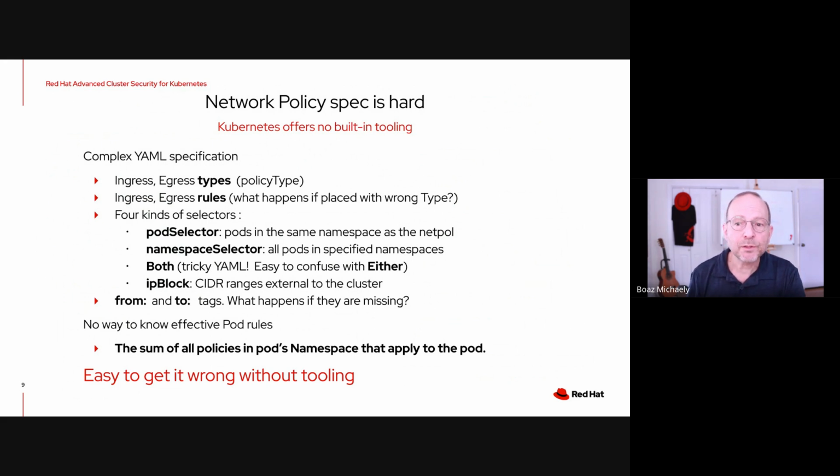And most importantly, there's really no way to know what are the effective rules that govern your pod. You have to look at all the policies in the pod's namespace that apply to the pod. More than that, you can have a policy resource that lives somewhere else, but it specifies your namespace. So you may not necessarily see that resource in your namespace when you're looking for resources. So it really gets tricky, and it's very easy to get it wrong without tooling.